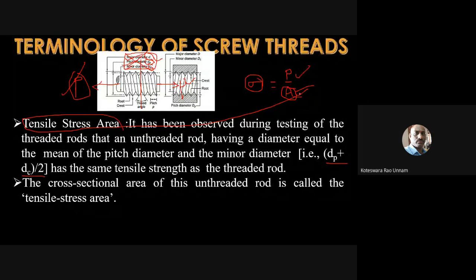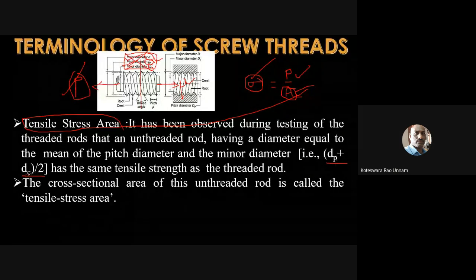Because we are using this area to compute the tensile stress, this area A is called the tensile stress area. This is important because you have different diameters. You may have a doubt about which diameter we need to consider while computing this. To avoid that confusion, you have to use the diameter (dP + dC)/2.